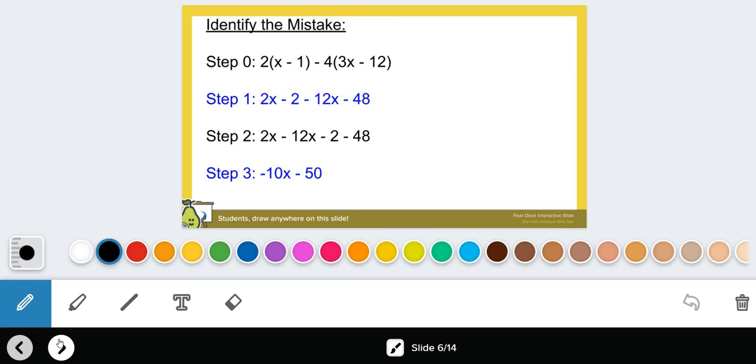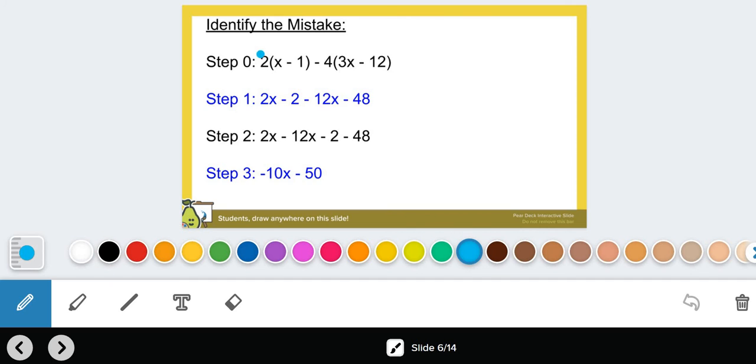This was based on your homework. I noticed that some of you made a mistake, so I wanted to go over it. Here we have a problem where we have to use the distributive property, and let's choose a fun color that will stick out. This light blue I think will do.